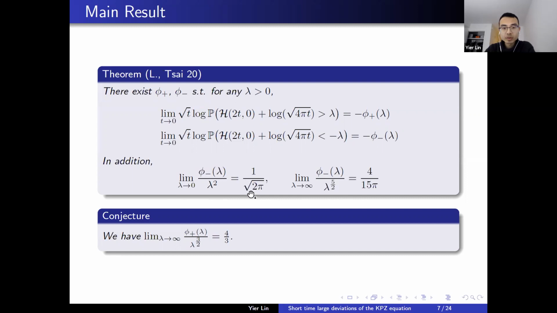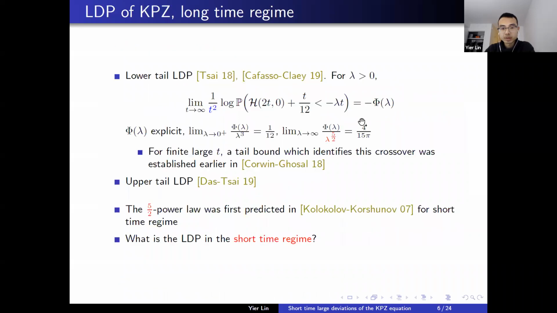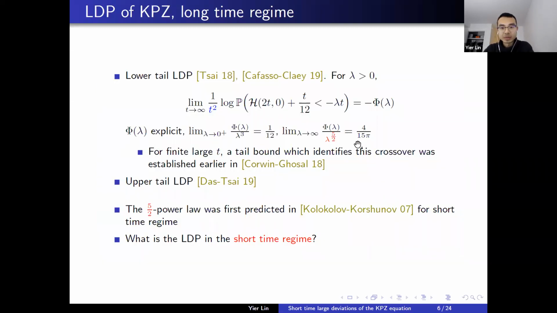So this 1 over root 2 pi lambda squared again follows from the fluctuation limit theorem, because if you remember, in the short time fluctuation limit theorem, our fluctuation limit is Gaussian. So this tail exponent is nothing but the tail exponent for that Gaussian random variable. The interesting thing is you again see this 5/2 power law. You see a crossover from the Gaussian regime to this 5/2 power law, and you will see this constant, 4 over 15 pi, in your limit just coincides with this 4 over 15 pi in the large deviation for the KPZ equation in the long time regime.